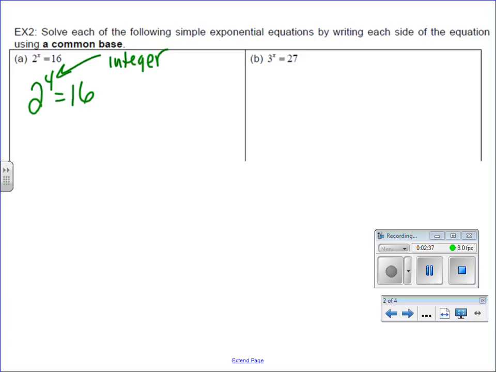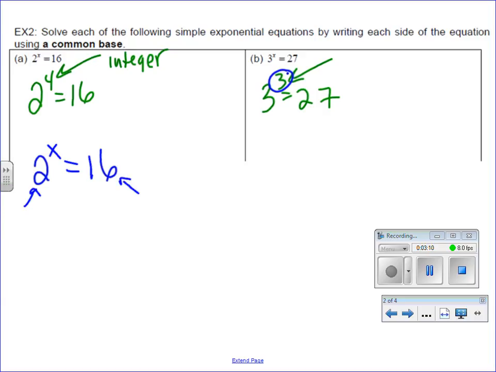For B, same thing. 3 to the x power equals 27. You might know 3 to the 3rd power is 27. Because again, the exponent is an integer. The method that we're going to learn today is helpful when this might not be an integer. Okay? So what we're going to do is we're going to rewrite both sides of this equation, or maybe just one side of the equation, so that they both have the same bases. On the left side, 2 is the base. On the right side, 16 is the base.